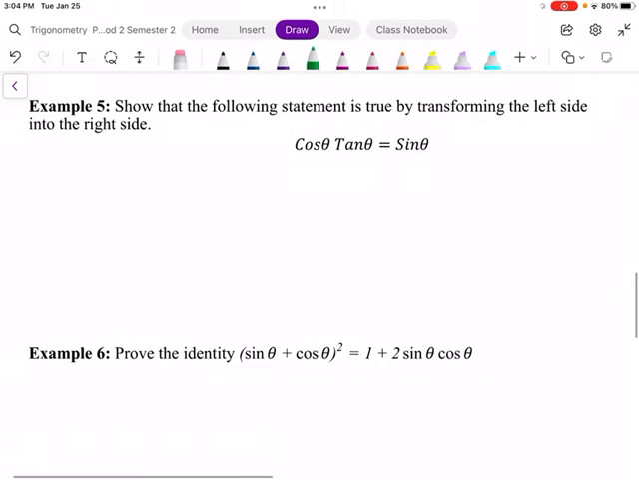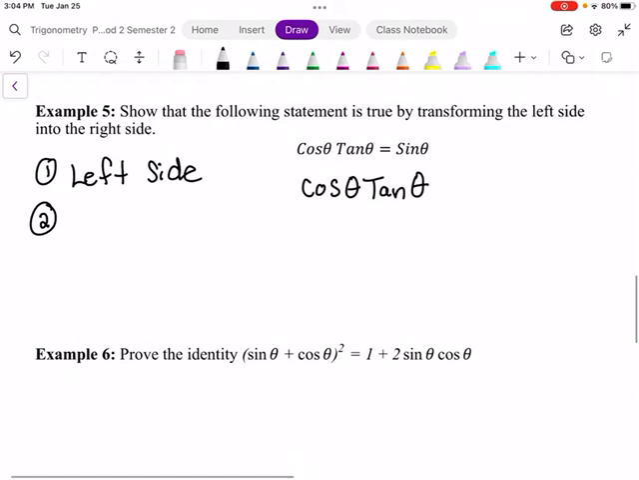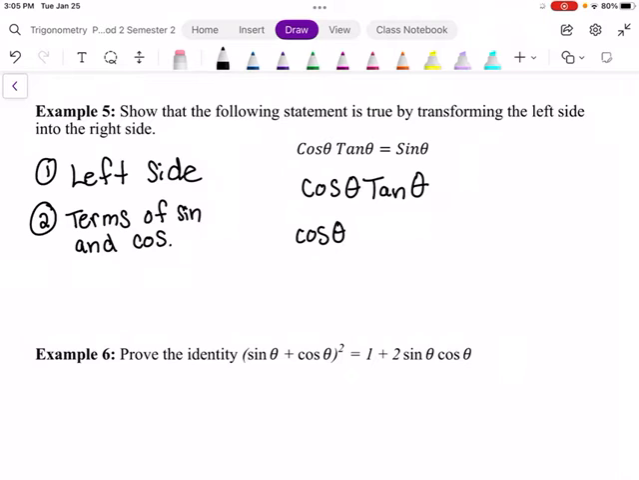Our next example, we're going to show that the following statement is true by transforming the left side into the right side. So you're always going to start by rewriting the left side. So we're going to start with cosine theta tangent of theta. And then you're going to write everything in terms of sine and cosine. So if anything isn't in sine and cosine, you are going to change that. So in this one, we're going to change tangent to sine theta over cosine theta.